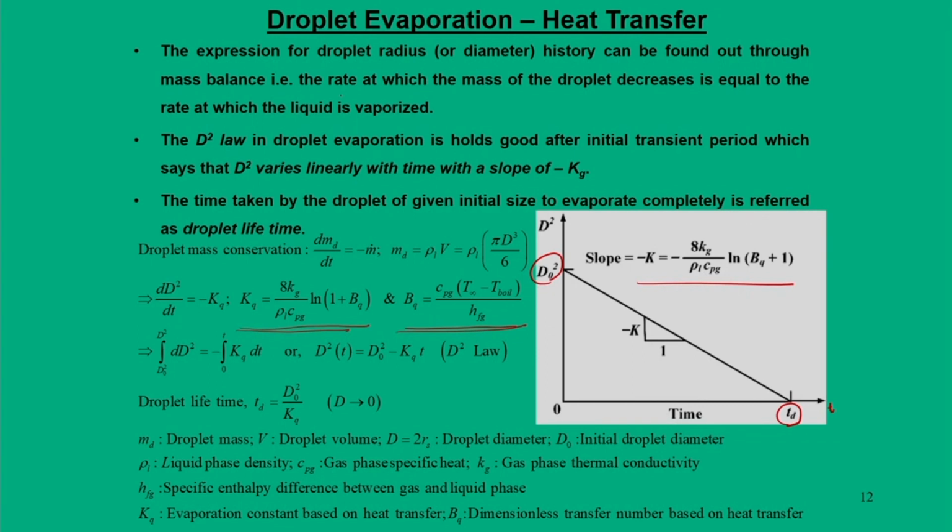In a transient study we say that the rate at which the mass of the droplet decreases is equal to the rate at which the fuel is vaporized. So, we can start with dmd by dt is minus m dot. Putting in the geometrical parameters and the expressions for m dot, we can arrive at the d square law, which says d square of t is equal to d0 square minus kqt, and this is also a linear relation.